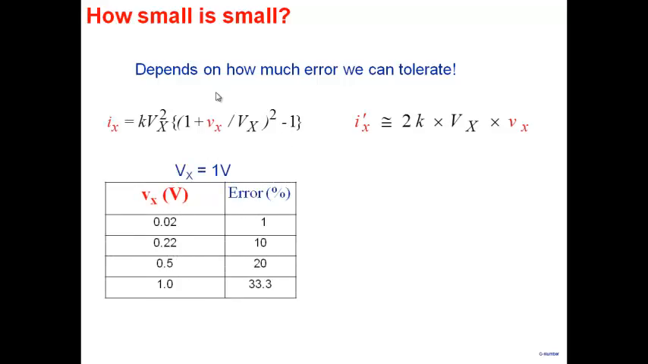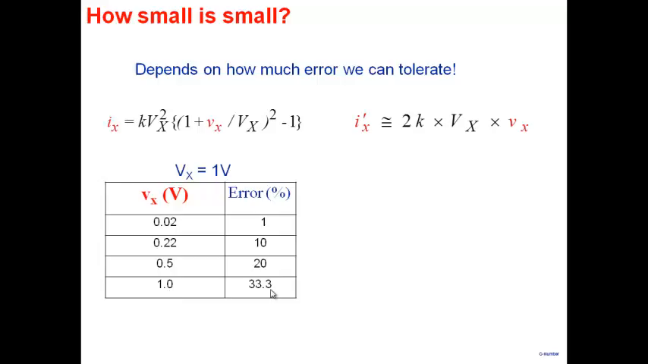Let's say my base value of this DC value is 1 volt. If the Vx that you see here is 20 millivolt, the error between this model and this model is 1%. So I put Vx equal to 20 millivolt here, and it predicts a certain value of current here. I put 20 millivolt here also, it predicts a certain value of current here, and we look at the error. The error is 1%. If I put 0.22, the error is 10%. If I put 0.5, the error is 20%, and at 1, the error is 33.3%.